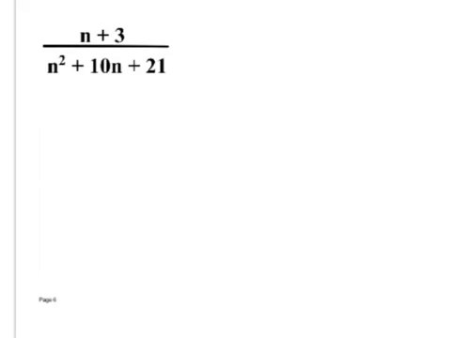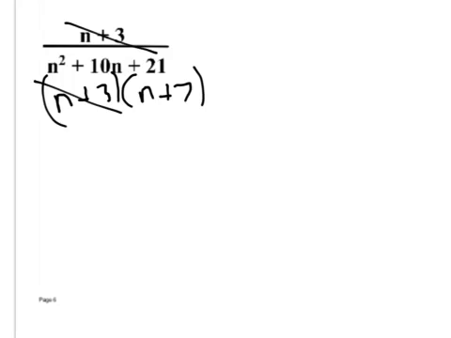n plus 3 over n squared plus 10n plus 21. So I need to see what I can factor out to get n plus 3. What adds to give me 10, multiplies to give me 21? 7 and 3, right? So n plus 3, n plus 7. The n plus 3s cancel, right? Yeah. So my answer when it's simplified is 1 over n plus 7.